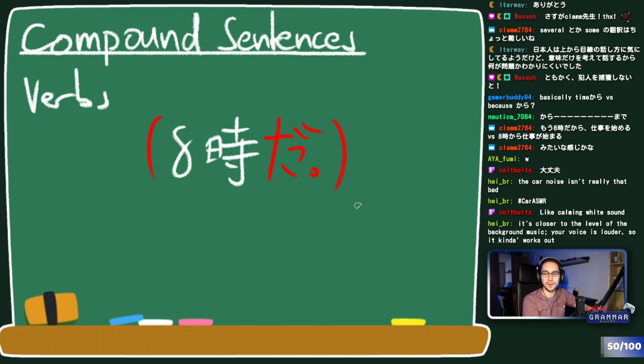So this is a finished clause, whereas 8時 by itself is just a noun. So if we say 8時から, we would mean from 8 o'clock.